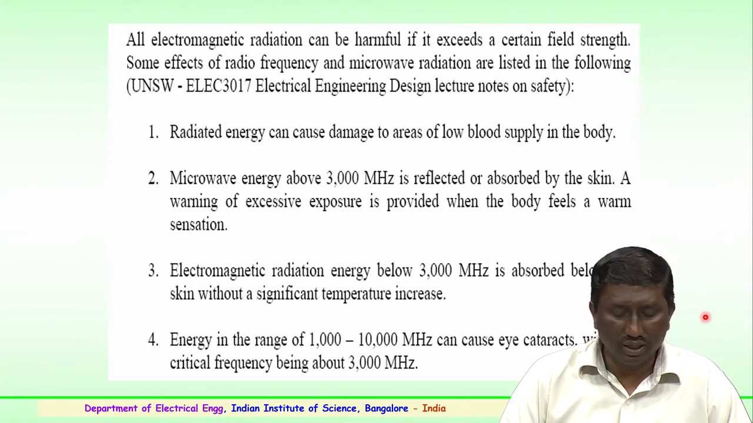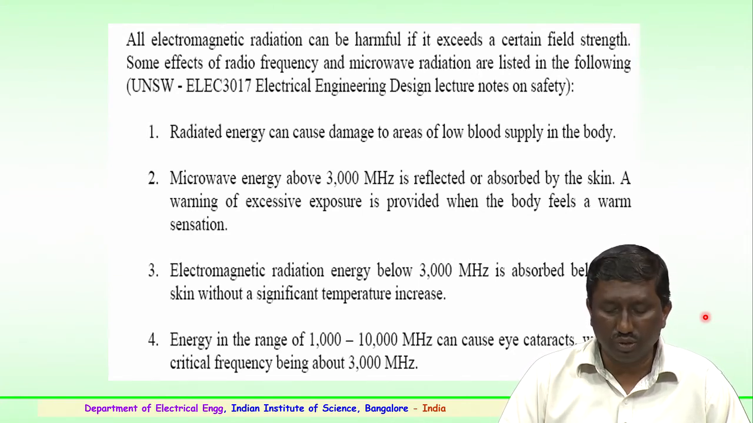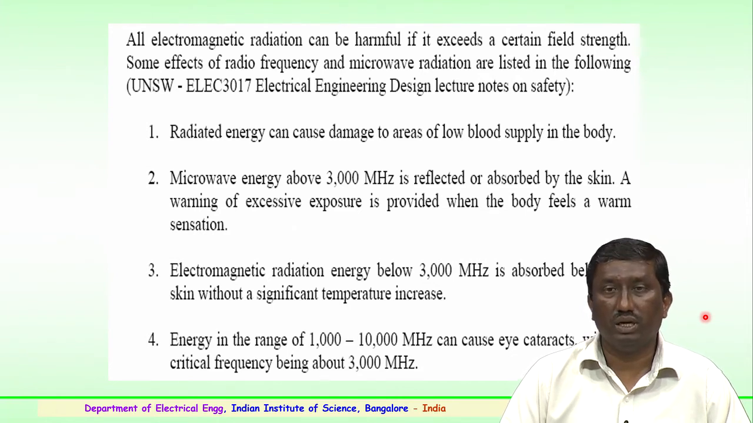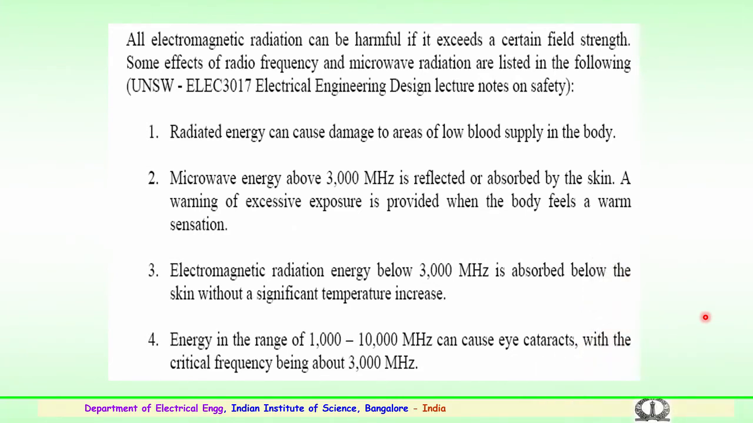Electromagnetic radiation energy below 3000 megahertz is said to be absorbed below the skin without a significant temperature increase. So, if it is below 3000 megahertz, it is not much of an issue. If energy is in the range of 1000 to 10,000 megahertz, it could cause eye cataracts, so problems for the eye, with the critical frequency being above 3000 megahertz. So, this is of concern particularly for the frequency range of 1000 to 10,000 megahertz.